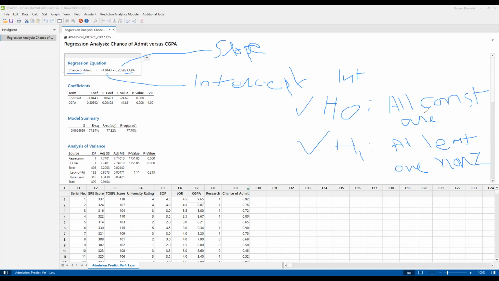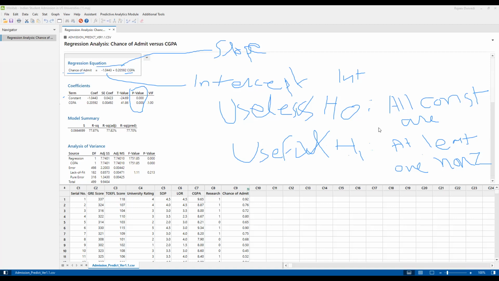Yeah. Null says all constants are 0, and the alternative says at least one is not. In other words, if something is 0, it is useless, and otherwise it is useful. So with this p-value, as you have confirmed, both the constant and GPA are useful in this model, meaning this model is good for prediction.